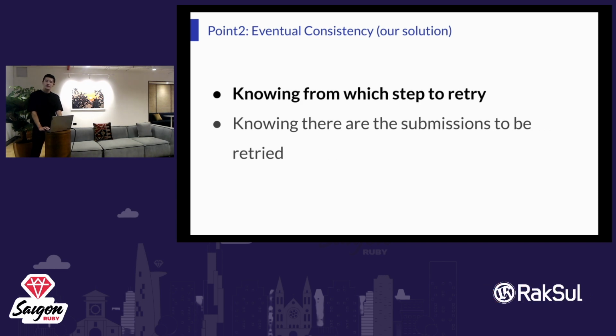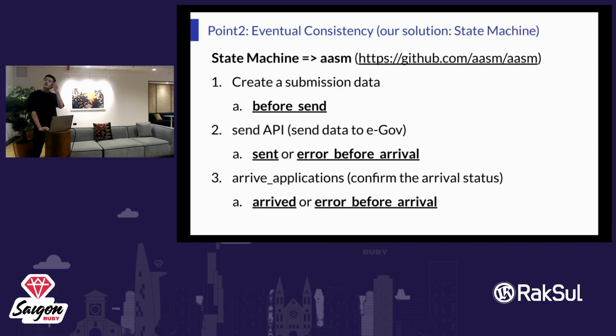For the first point, we introduced a state machine by using AASM. After creating data, the state is before send. Then after the send API, the state will be sent or error before arrival. Then after calling the arrive application API, the state is arrived or error before arrival. Then it's easy to know which step the submission is at.